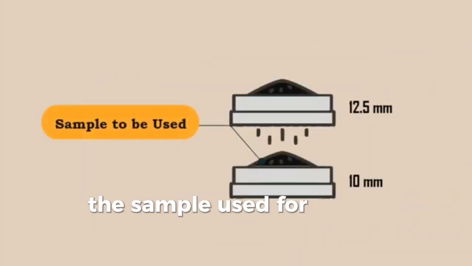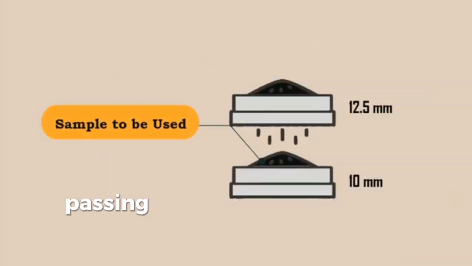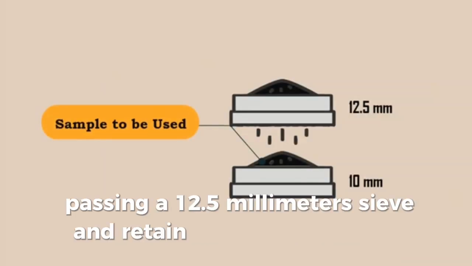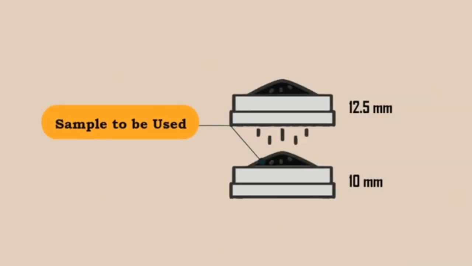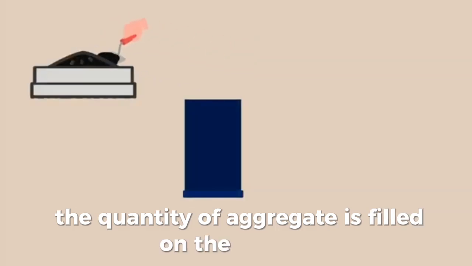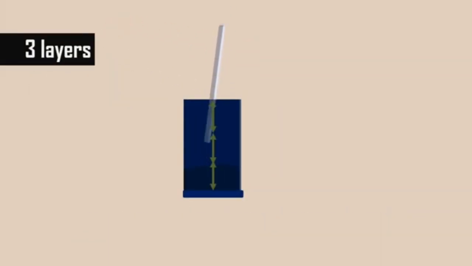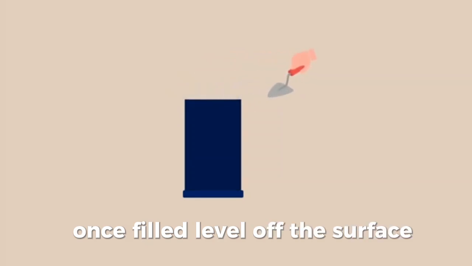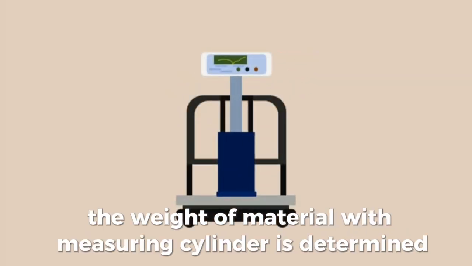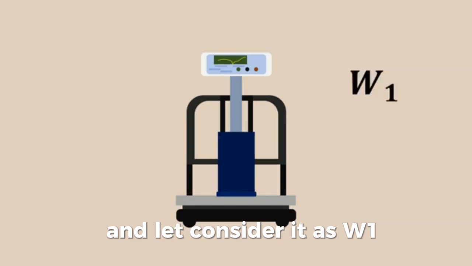The sample used for testing should be of oven-dried aggregate passing a 12.5 mm sieve and retained on a 10 mm sieve. The aggregate is filled in the cylinder measure in 3 layers and tamped 25 times for each layer. Once filled, level the surface. The weight of material with measuring cylinder is determined and let us consider it as W1.